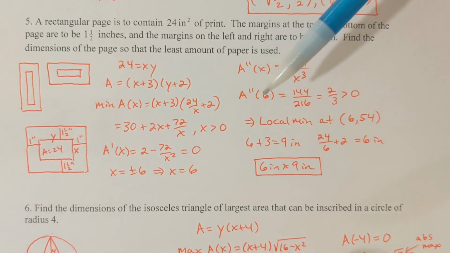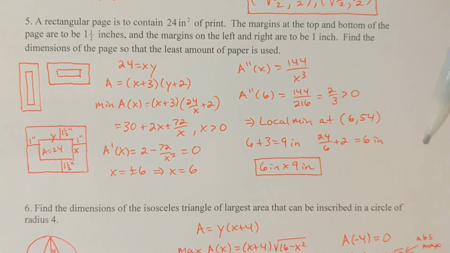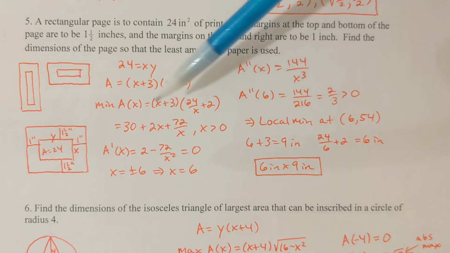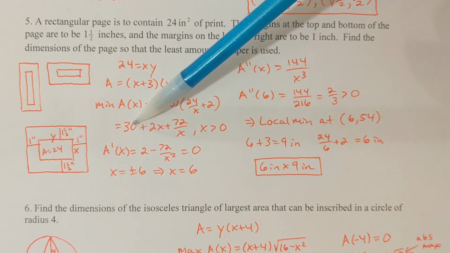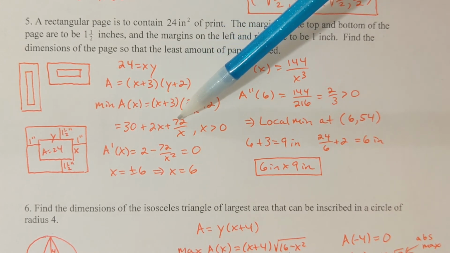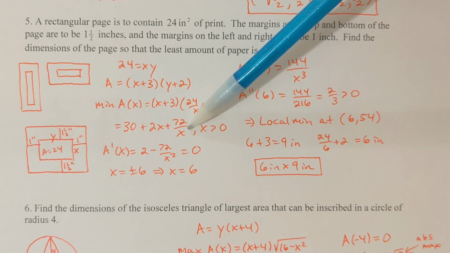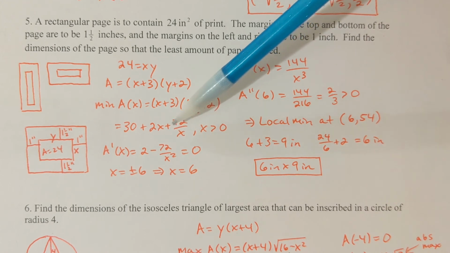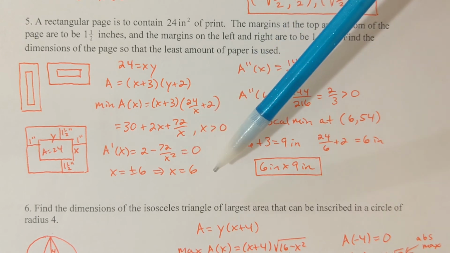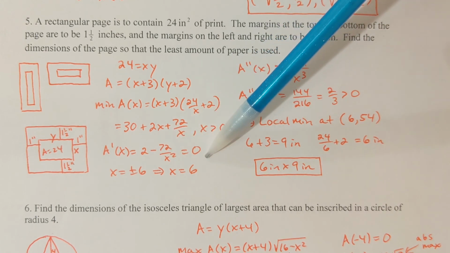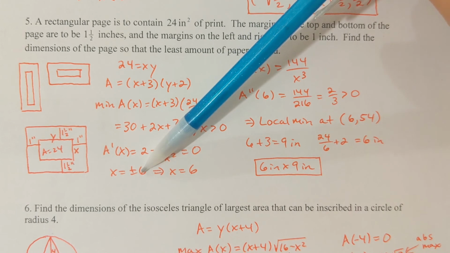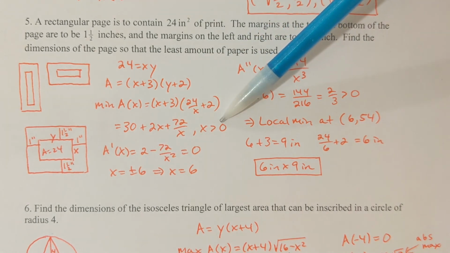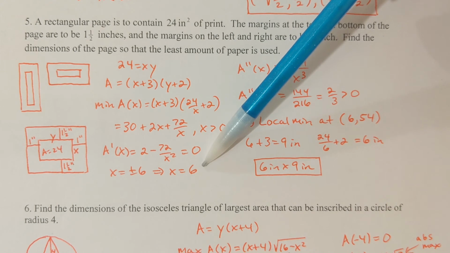I'll be in section 4.3 here, not 4.1. In any case, we've got to get our critical numbers. So A prime would be 0 plus 2 plus the derivative of 72x to the negative first, which would be negative 72x to the negative second, or that'd be 2 minus 72 over x squared. If you add 72 over x squared and then multiply by x squared and divide by 2, x squared would be 36, so x would be plus or minus 6. x can't be negative though, so throw away that number. And it looks like x is 6.